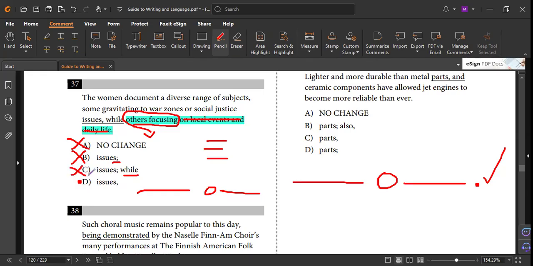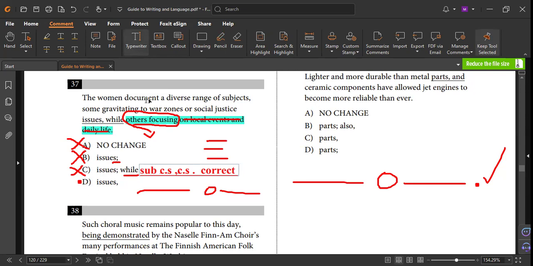Do you imagine? We have another way to prove why C is wrong. What is it? If you want to use while at the beginning, you need two clauses. As I told you, a subordinating conjunction needs the two clauses joined by a comma, then full stop. And that is the correct structure. So after while, do we have two clauses? It's only one clause and it's not a sentence. So C again is wrong.